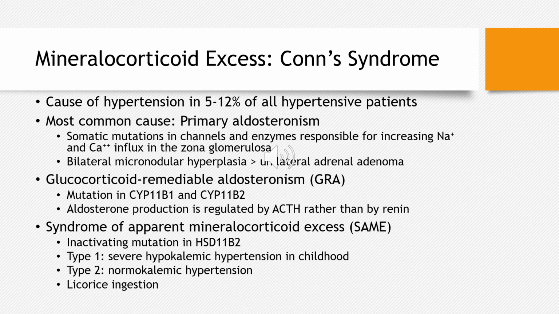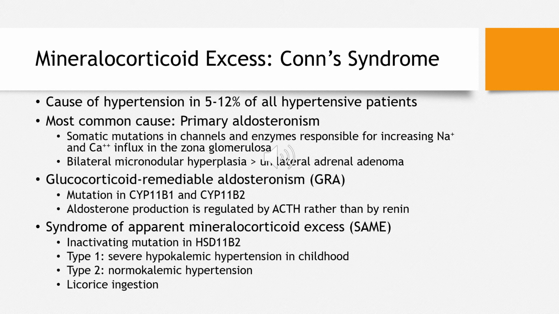A rare cause of aldosterone excess is glucocorticoid remediable aldosteronism or GRA, which is caused by a chimeric gene resulting in mutation in CYP11B1 and CYP11B2, which are involved in glucocorticoid and mineralocorticoid synthesis respectively. This causes aldosterone production regulated by ACTH rather than by renin.